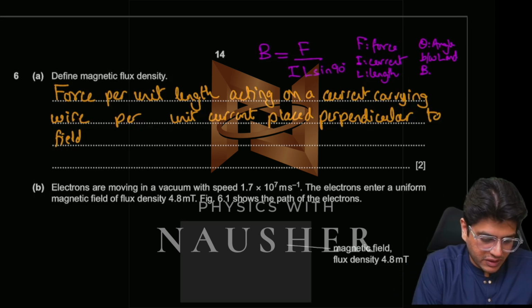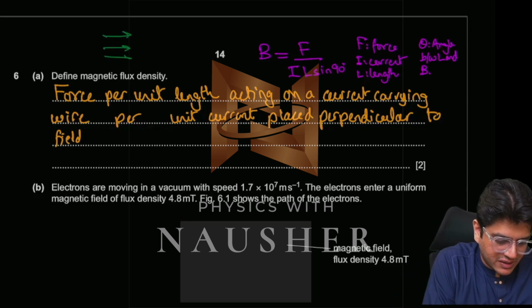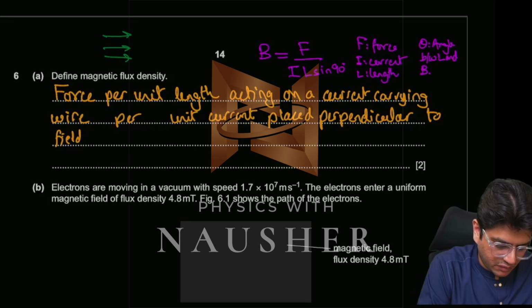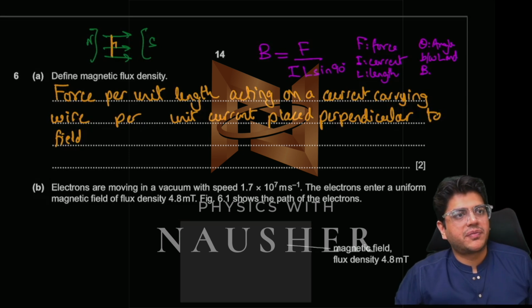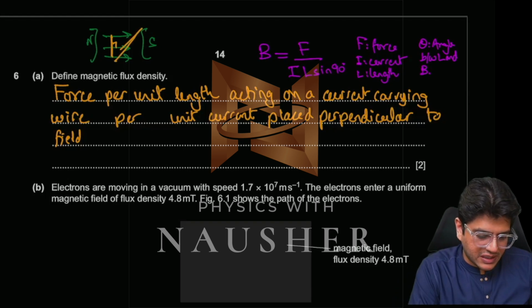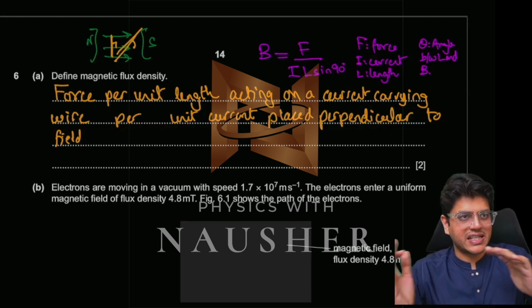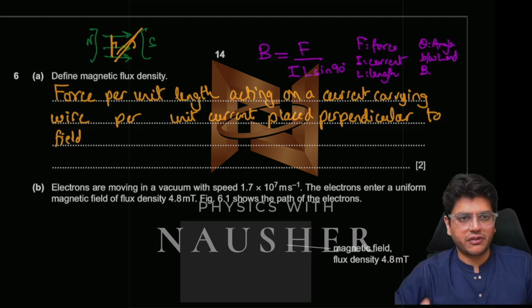Just to give you an idea, let's say this is the magnetic field, this is north and this is south, and you have a conductor over here, then the angle is 90. And if your conductor is placed like this, then this is going to be the angle. It's the angle between the length of the wire and the magnetic field.